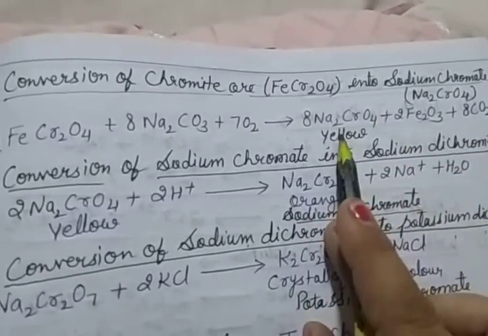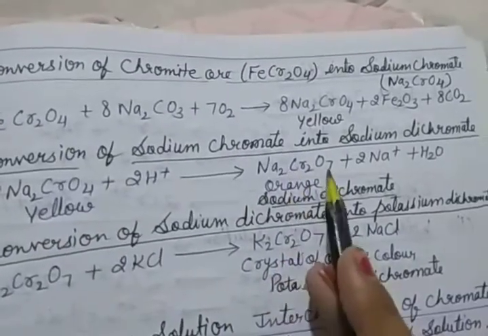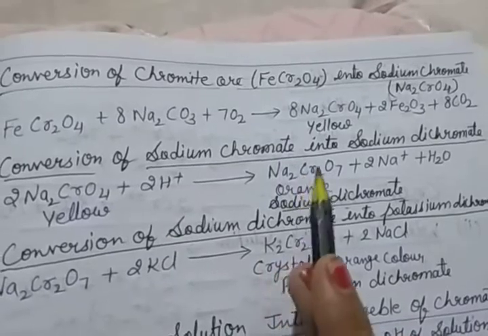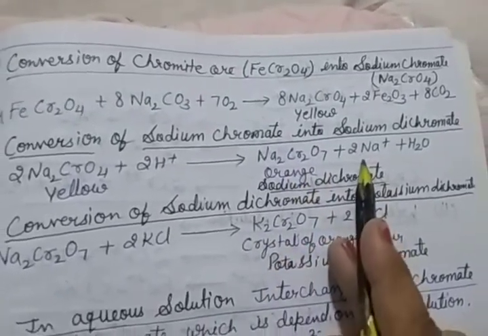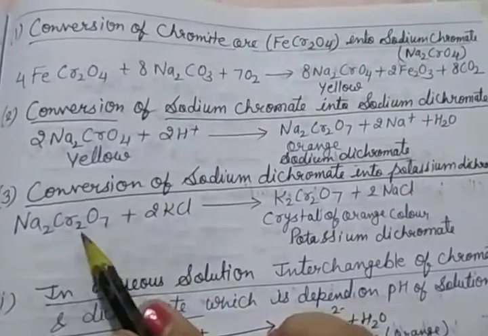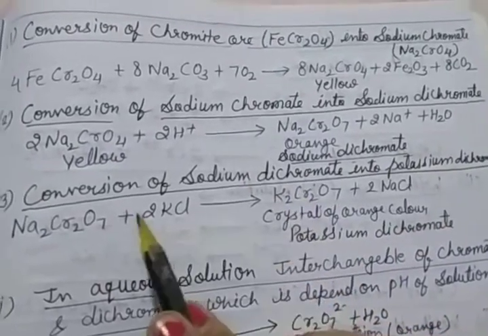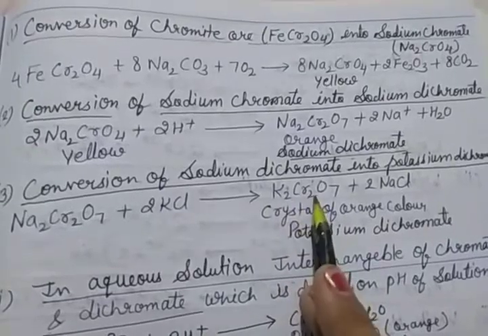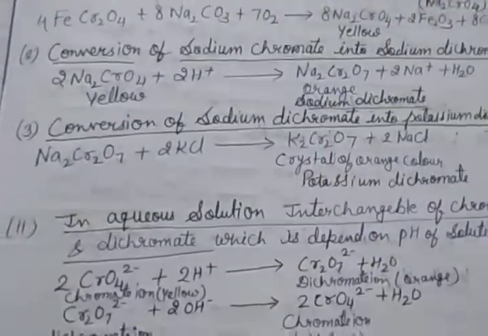Then, conversion of the sodium chromate into sodium dichromate. Na2CrO4 reacts with acid, H+ ions, and converts into Na2Cr2O7. It is orange in color, plus 2Na+ and H2O. Then this sodium dichromate Na2Cr2O7 reacts with KCl and converts into potassium dichromate K2Cr2O7, and it is an orange crystal.